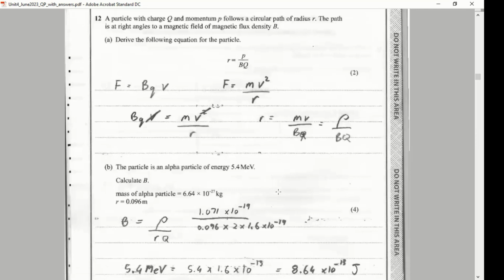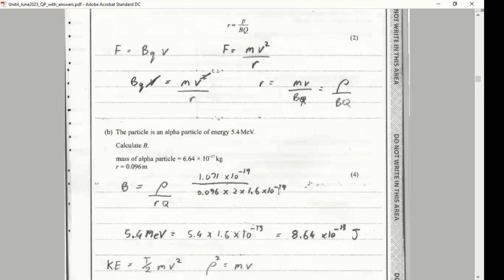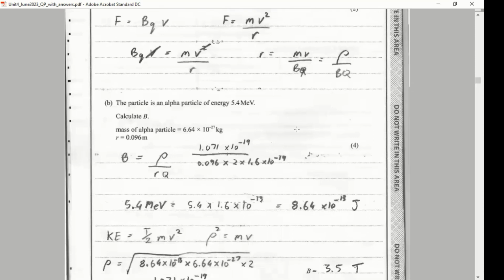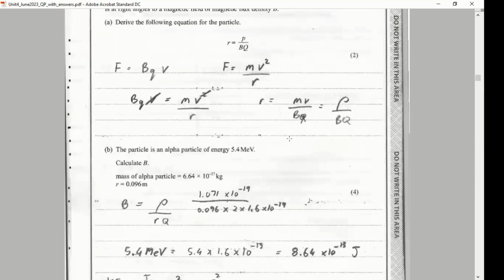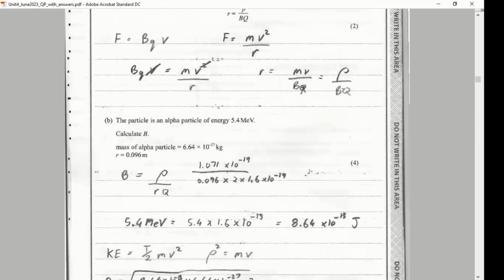The particle is an alpha particle of 5.4 MeVs. Calculate B. Now, again, this is one they've asked you to derive an equation. You're almost certainly going to be using it in the very next part. So you're going to be using the equation they gave you, but you're going to have to rearrange it this time because you want to calculate B. So if you rearrange it, B is rho over RQ.